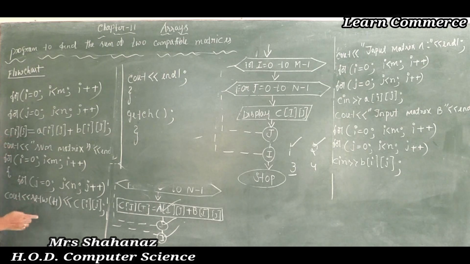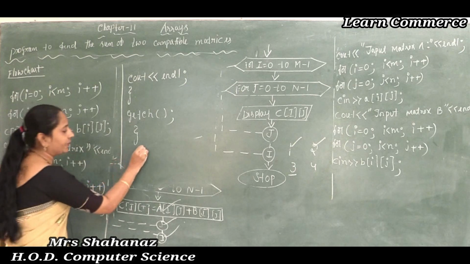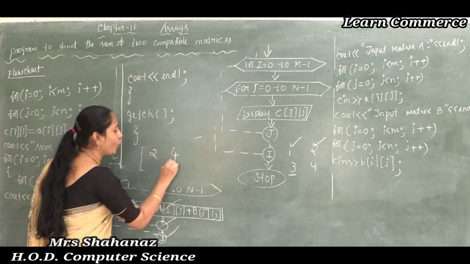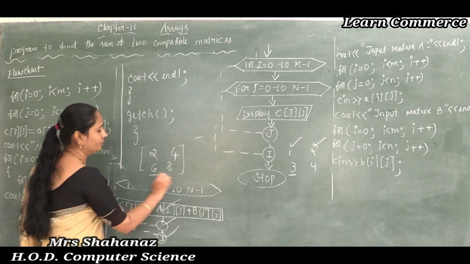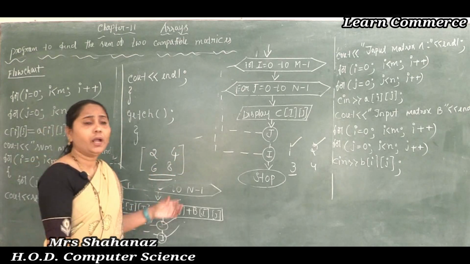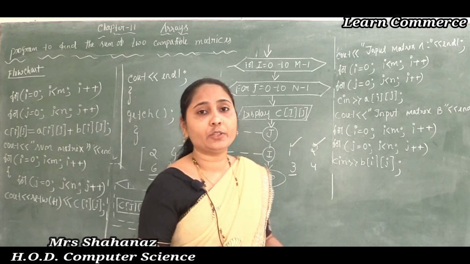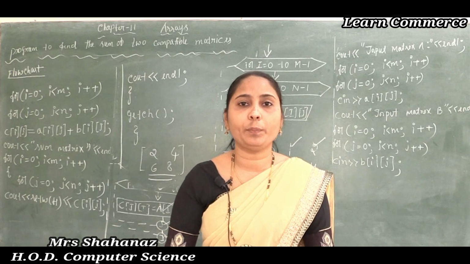Now what are the elements there in C of ij? Just going to display. So when you are pressing enter key, it is going to display the message sum matrix. Finally we'll get the answer as 2 4 6 8. Clear this point here, 2 4 6 8. So like that it will show the result of the program.